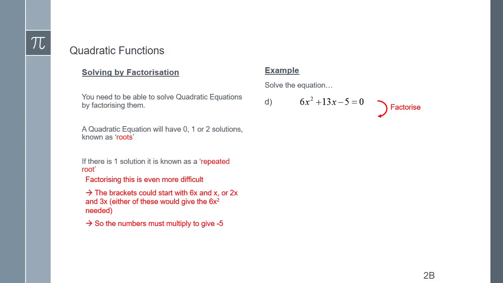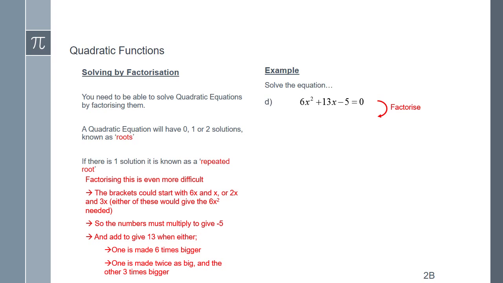The numbers, however, must multiply to give minus 5 at the end, and there's not many numbers that do that. And they've got to add to give 13 when combined with either the 6's or the 2's or the 3's or whatever you combine them with. So we can use all of that to puzzle out what it should be.